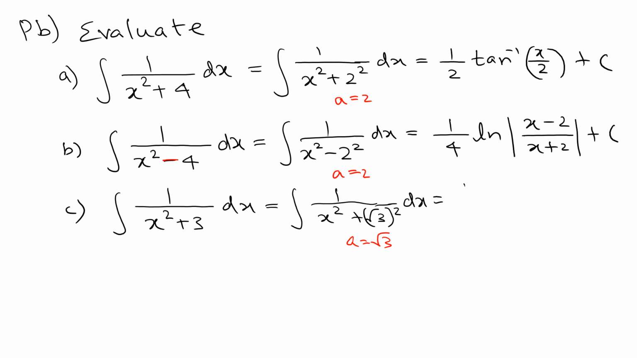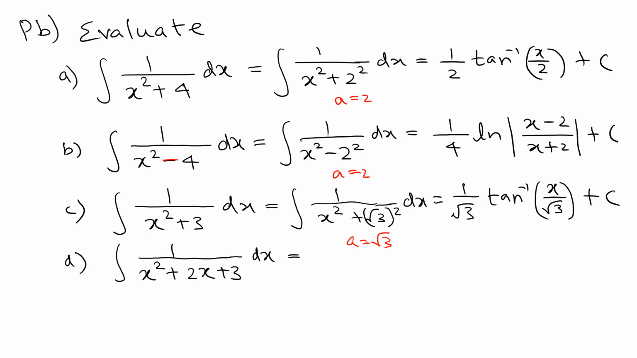So when you do that, you get 1 over square root 3 tan inverse of x over square root 3. If you want, you can rationalize the denominators, but that's not a big deal here. Okay, so let's look at the next one.